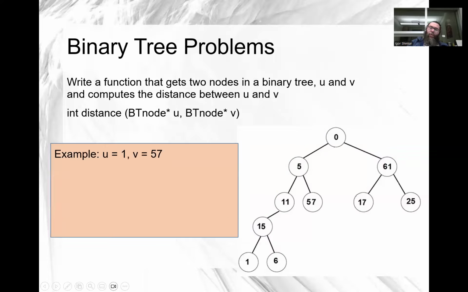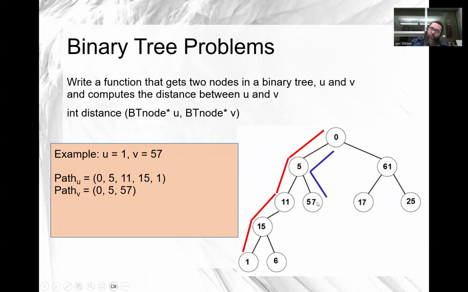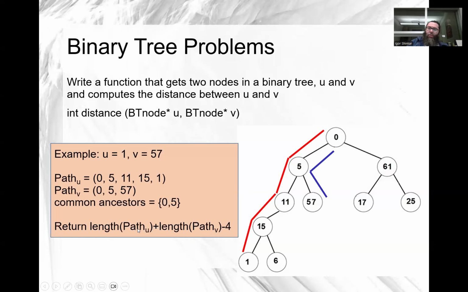Let's try another example. What about 1 and 57? For 1, we need to go all the way up: 1, 15, 11, 5, 0. For 57, we need to go 57, 5, 0. And do we need to take just the sum of these two paths? Well, no, because 0 and 5 are in common. So what we'll need to do is take the path from U to the root, the path from V to the root, and subtract the common part.